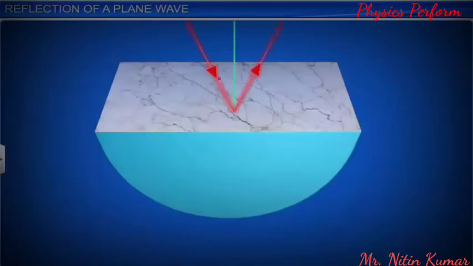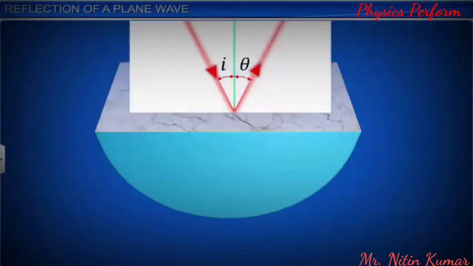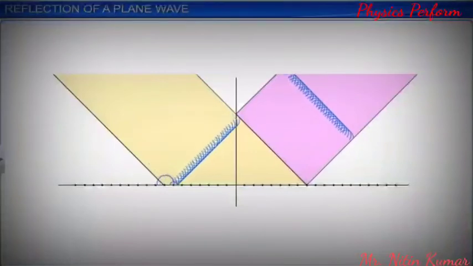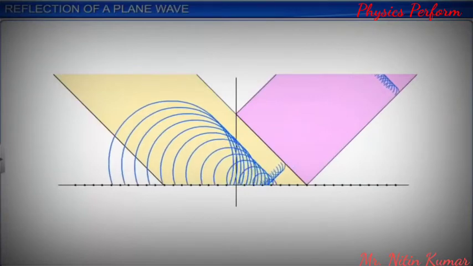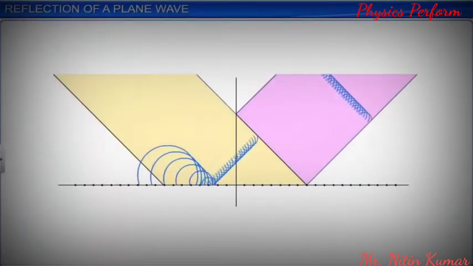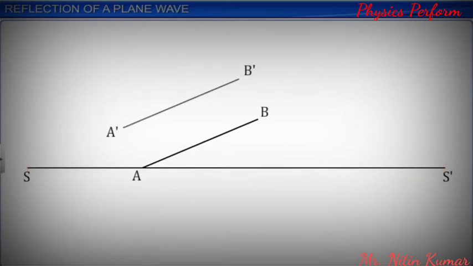In ray optics, you have already studied about the laws of reflection. Now, we shall study them again, but with wave theory as the basis. In order to prove the laws of reflection based on wave theory, let us consider the reflection of a plane wavefront A'B' from a plane reflecting surface SS'. Let AB be the position of the wavefront when it just touches the reflecting surface at the instant t is equal to 0.